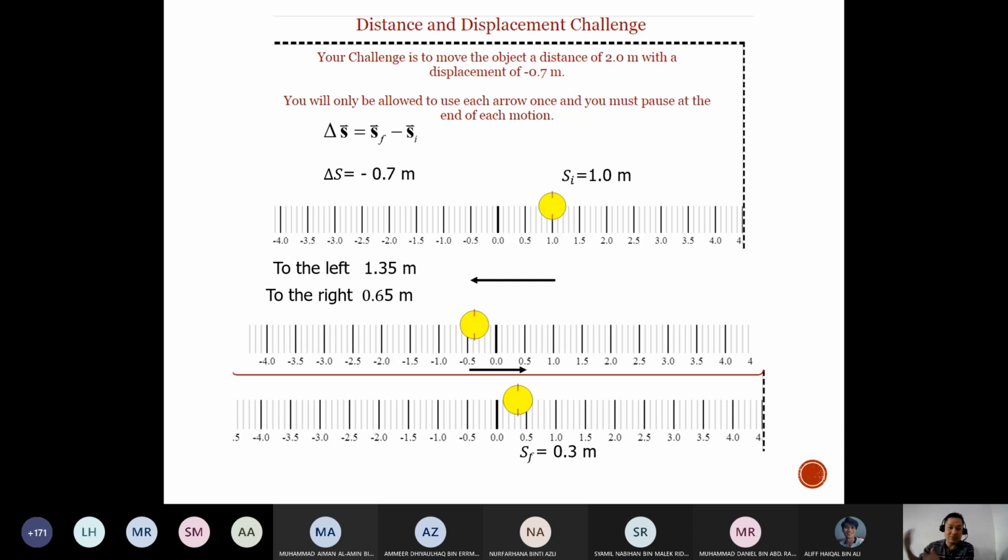That's the displacement, because s final minus s initial. But the distance, you can move forward or backwards. No matter forward or backward, it counts as distance. So in this case, I move to the left 1.35. Okay, and the right is 0.65. When I sum 1.35 plus 0.65, I have 2 meters. So I think you can try that.